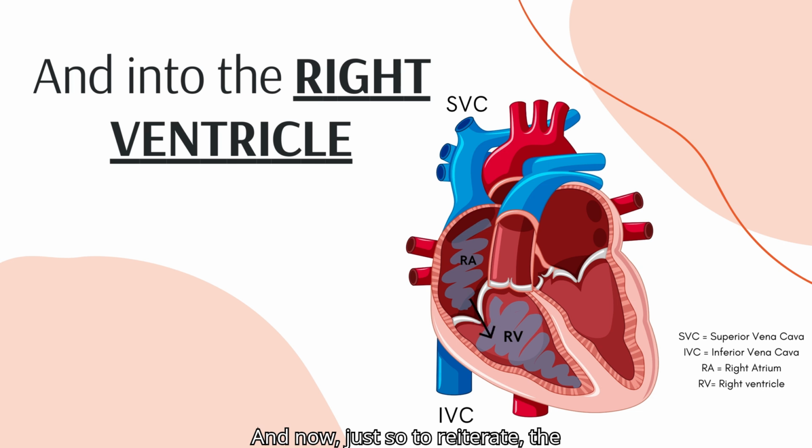And now, just to reiterate, the blood goes into the right ventricle. This chamber is responsible for pumping the deoxygenated blood towards the lungs. The walls of the right ventricle are muscular and strong enough to push the blood through the pulmonary circulation. And so the right ventricle's primary function is to ensure that the blood reaches the lungs, where it can be reoxygenated and go back to this process where it's delivered to the rest of the body.